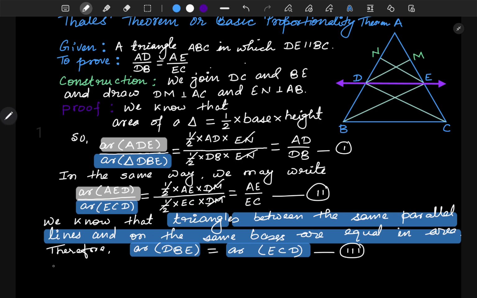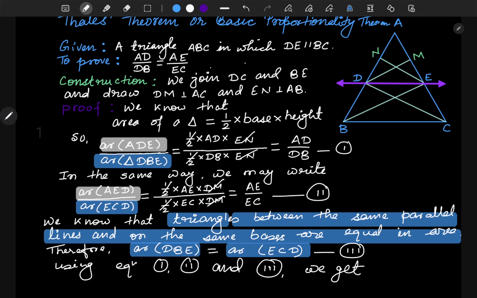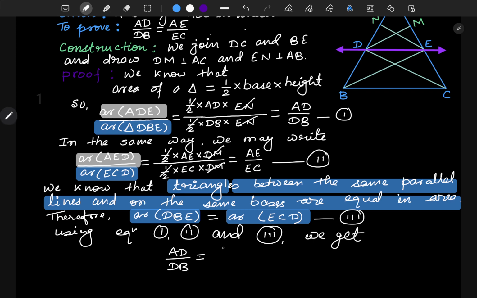So using equations 1, 2 and 3, what do we get? We get AD upon DB is equal to AE upon EC. So that's all. It proves our theorem as well.